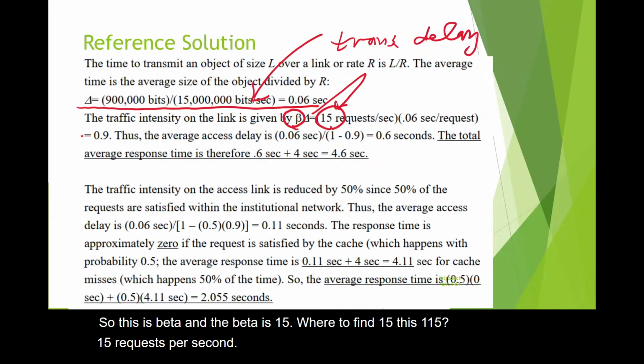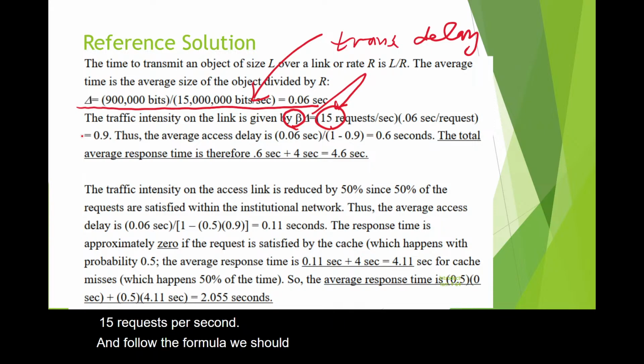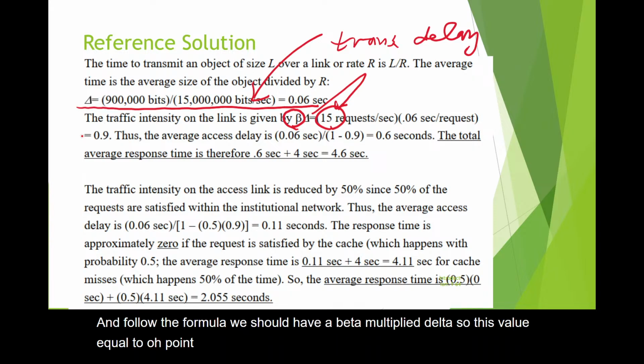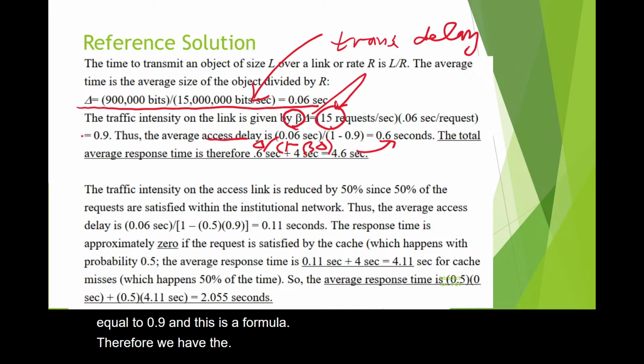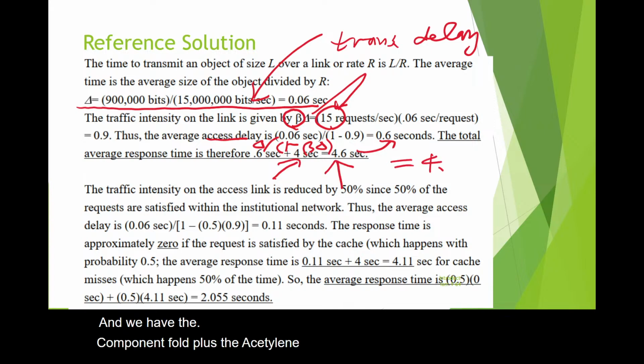And following the formula, we should have beta multiplied by delta. So this value equals 0.9. And this is the formula. Therefore, we have the access delay 0.6. And we have the component 4 plus the access delay. So we have 4.6 for the first subproblem. All right, about this one, is it okay?